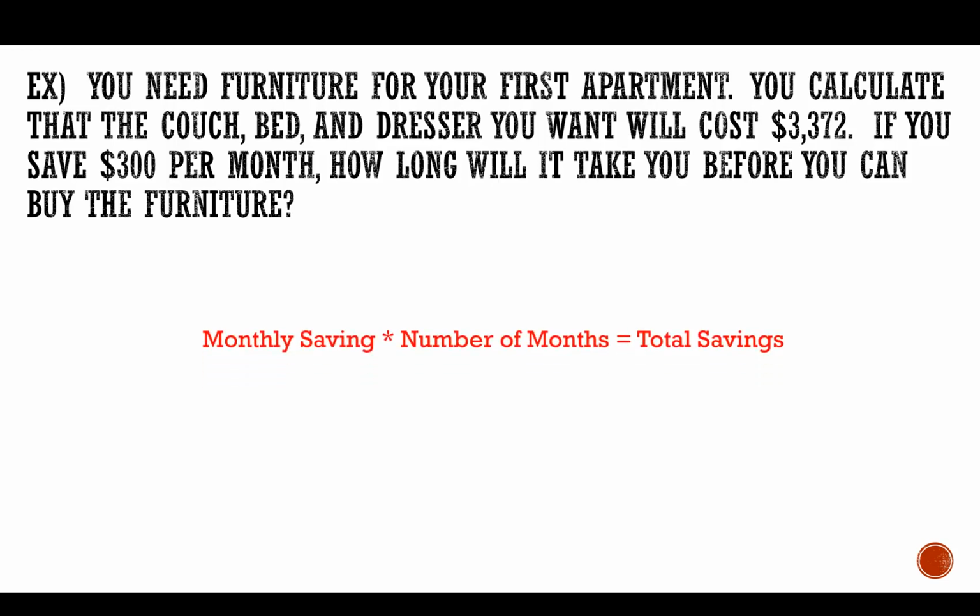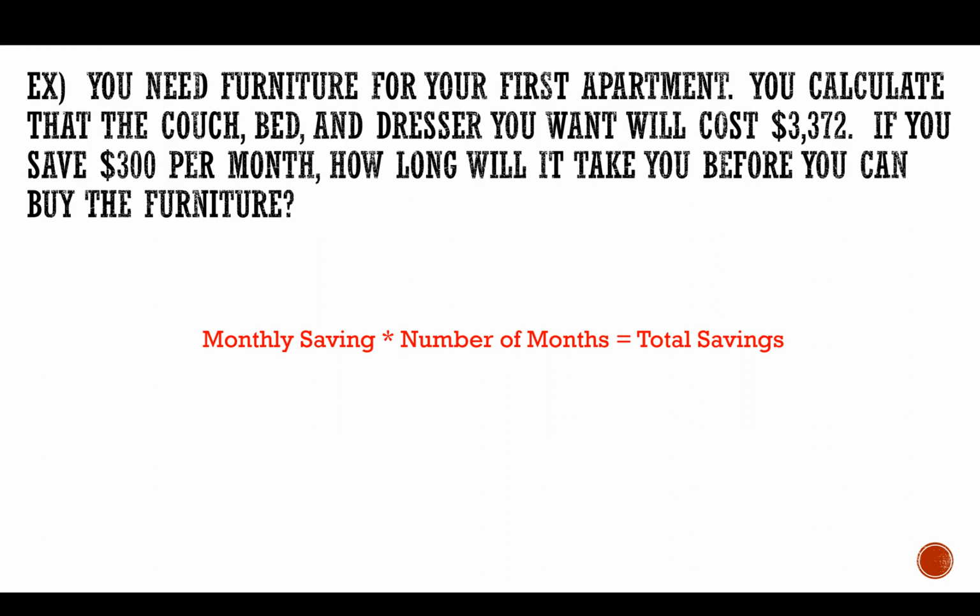Now our monthly saving is $300. If I multiply that times the number of months, it will equal the total savings. So for instance, if I save $300 a month for 1 month, I do 300 times 1, that's $300. If I save $300 per month for 4 months, I would take 300 times 4, right? And that would tell me how much I saved in 4 months.